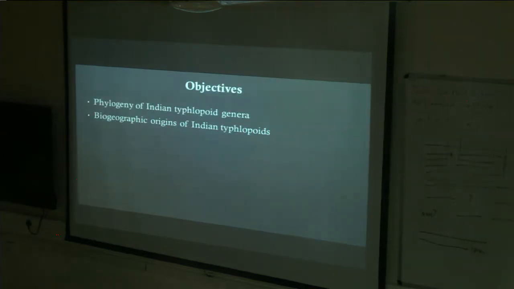The first one, of course, was to build a phylogeny and see where the Indian genera fall in the global phylogeny. Thankfully, there was a study in 2010 which had sampled all the other blind snakes from across the world, or most of them. And so I wanted to plug in the Indian genera in there and see what their relationships are. And from there, I wanted to move on to exploring the biogeographic origins of these genera.